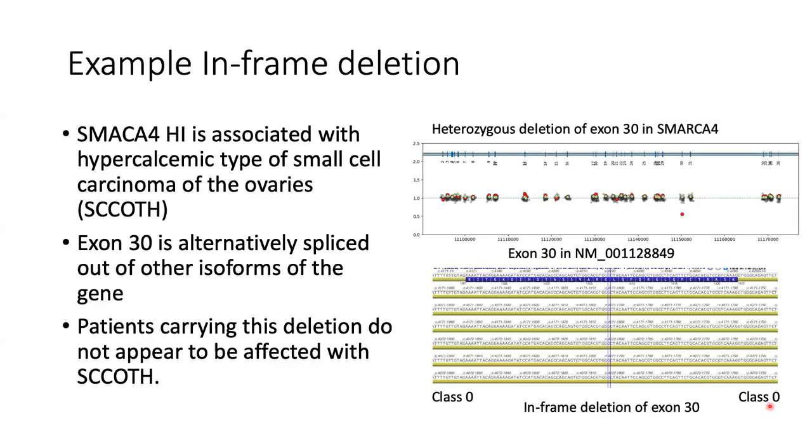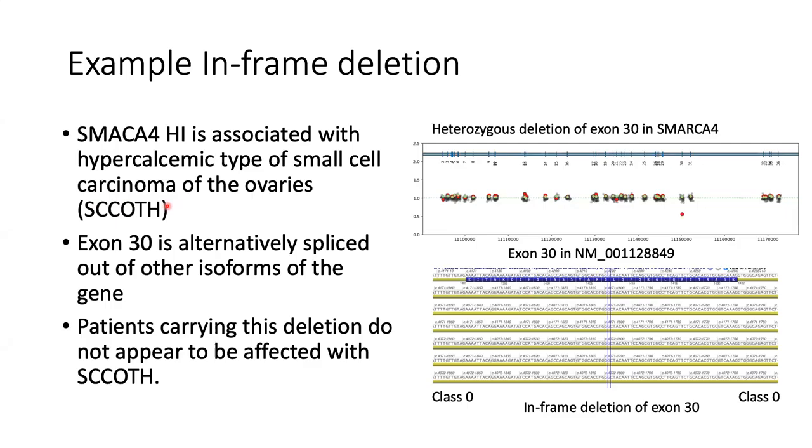But these are all the other transcripts of that gene. And as you can see, none of the other transcripts have that exon. Okay, so it's important to note that. And we know that a few of these alternative transcripts actually have normal function. So what that implies is that that exon may not be important. We also have detected this variant a bunch of times, and none of these patients have SCCOHT. So it already kind of nudges you towards this is not causing disease.